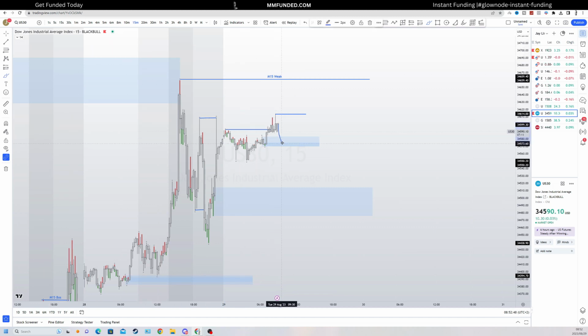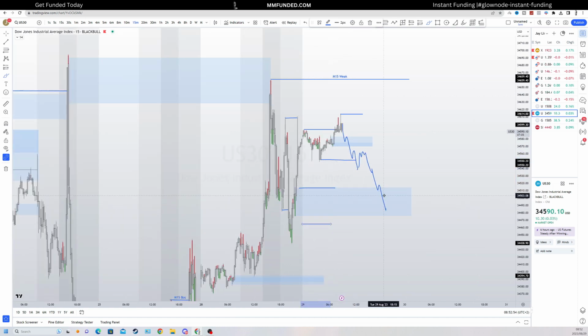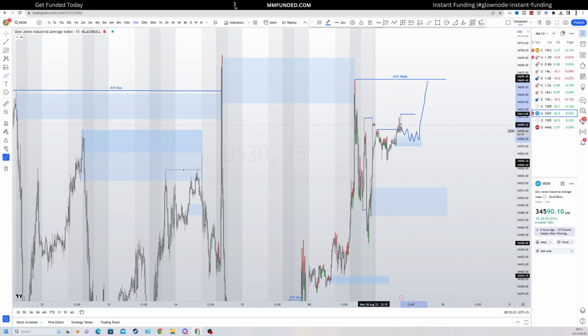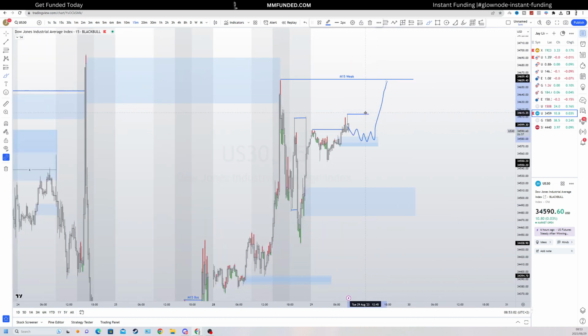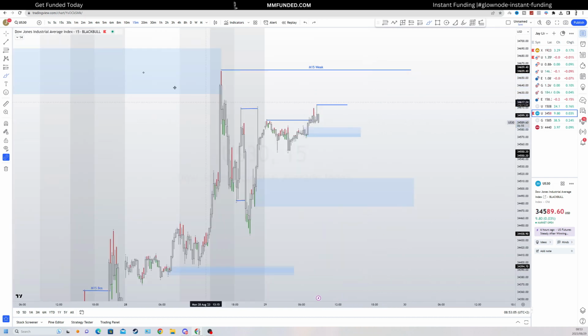Okay, so if this demand fails and we get this internal break to the downside, we most likely will see a bit of a pullback into this deeper area of demand before going long. Okay, if price confirms off this demand, it's valid to go for longs and target the internal and swing weak highs. All right, you guys happy with US30?